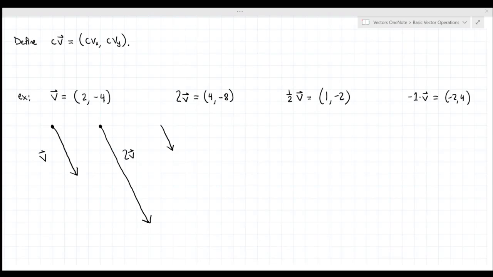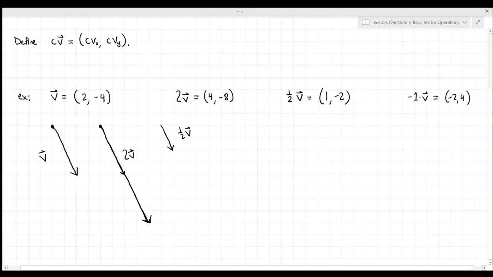Yeah, okay. So they have the same direction. They are parallel to each other, but the vector 2v is twice the length of the original vector v, okay? So if you notice 2v, it's 1v plus another v to get to 2v. So when you multiply the vector by 2, it doubles its length. Likewise, when you multiply the vector by 1/2, it halves the length of our vector.